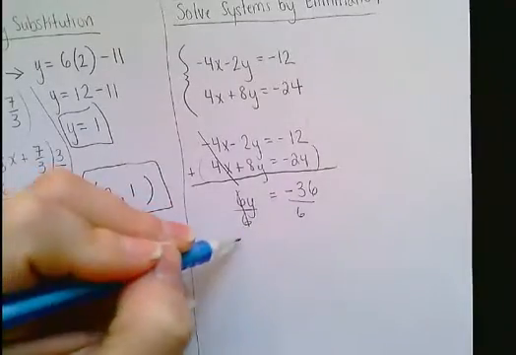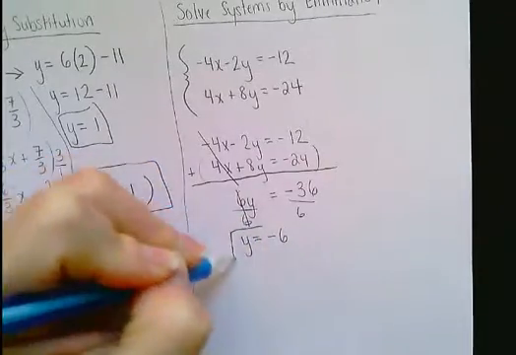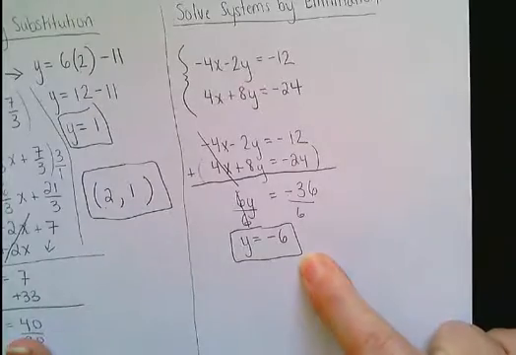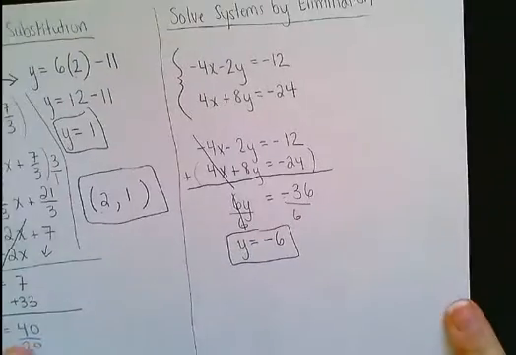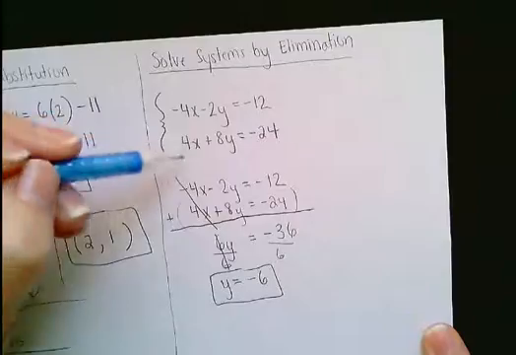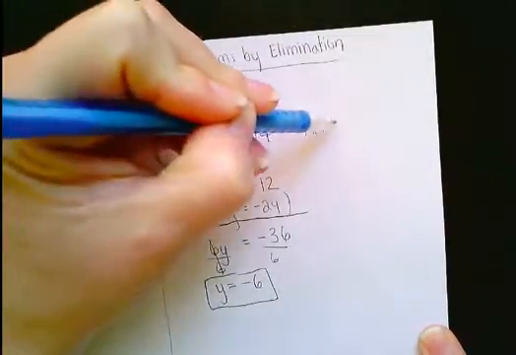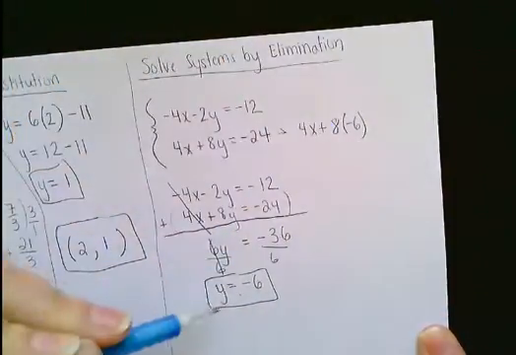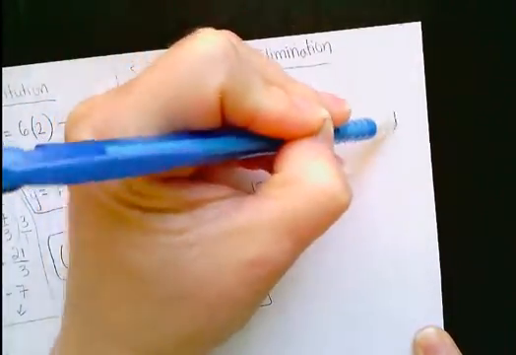So the 6's cancel out and I get y equals negative 6. Very simple. Now all I have to do is take this value of y and plug it into one of the original equations to get the value of x. So I can just plug it into this second one. 4x plus 8y. Instead of 8y, I'll write 8 times negative 6, since y is the same as negative 6, equals negative 24.